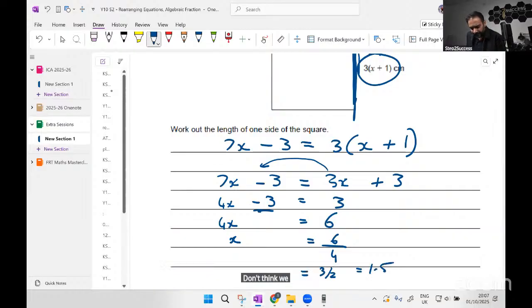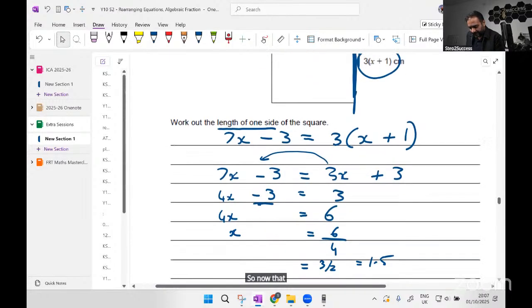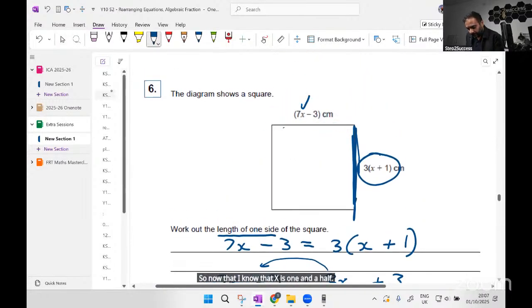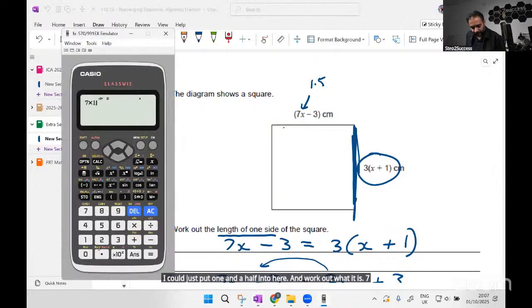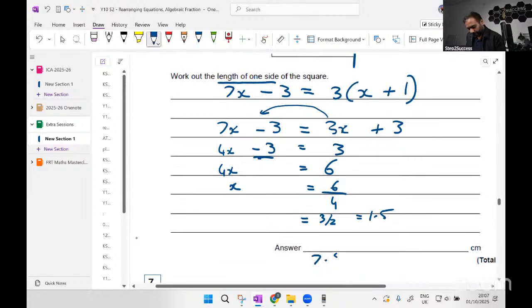Don't think we're finished, because the question says work out the length of one side of the square. So now that I know that x is 1.5, I could just put 1.5 into here and work out what it is. 7 times 1.5 take away 3 tells me that the side is 7.5 centimeters long. Just be careful of that.